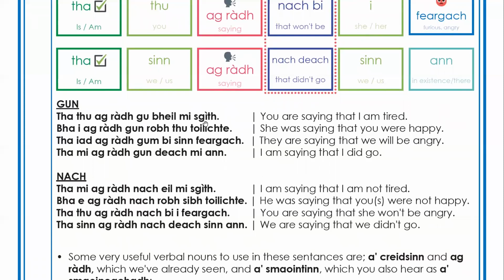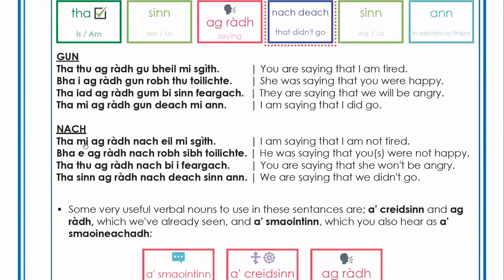Ha gra gyda mi ski, you're saying that I am tired. Vai gra gunro útolige. She was saying that you were happy. Ha de gra gun bí sin ferigach. They are saying that we will be angry. Ha mi gra gun deach mi awn. I'm saying that I did go. Ha mi gra nachel mi ski. I'm saying that I'm not tired.